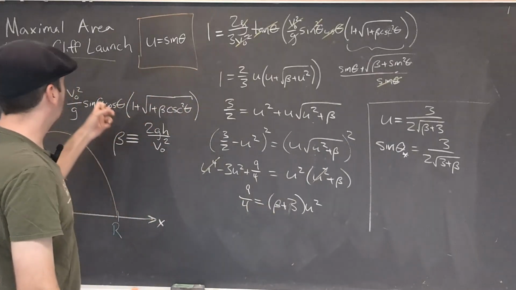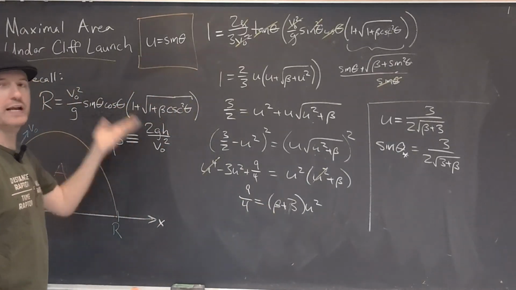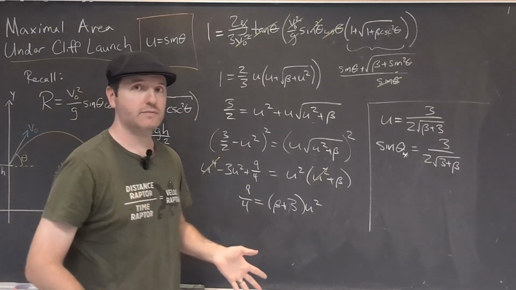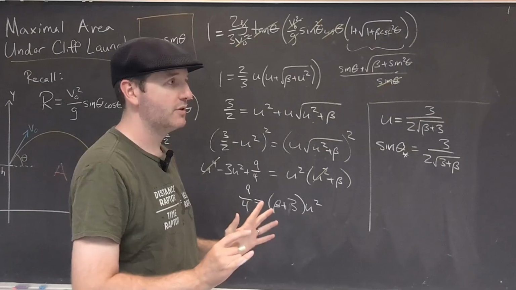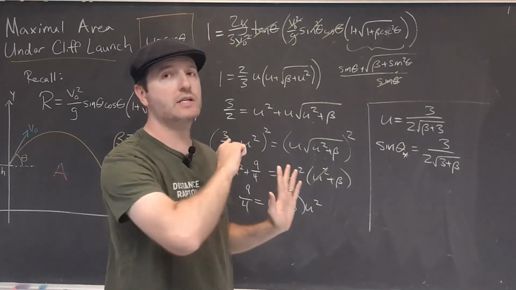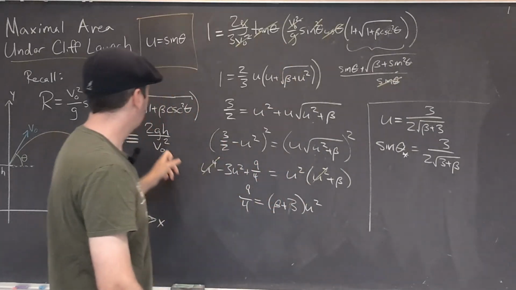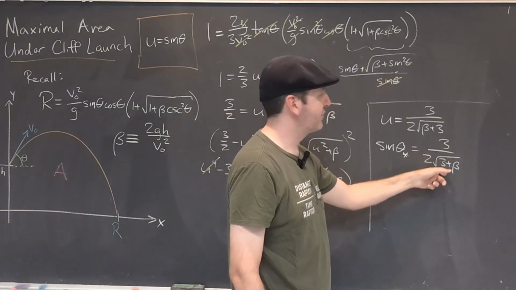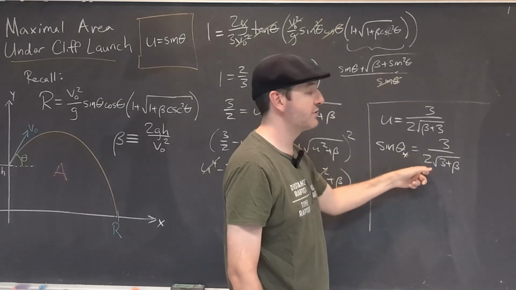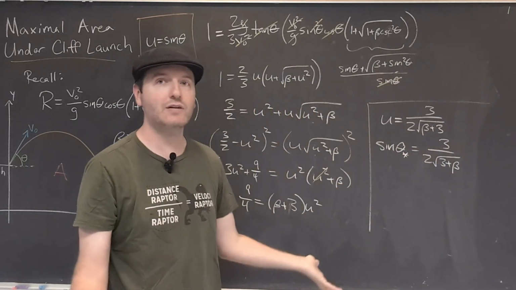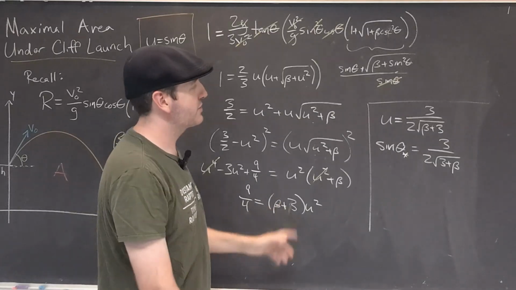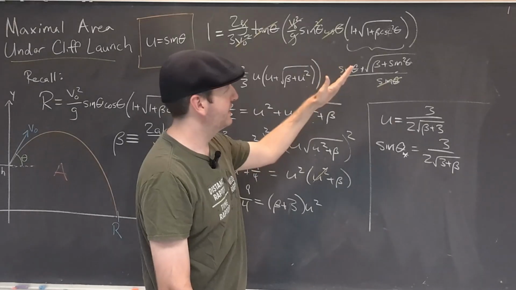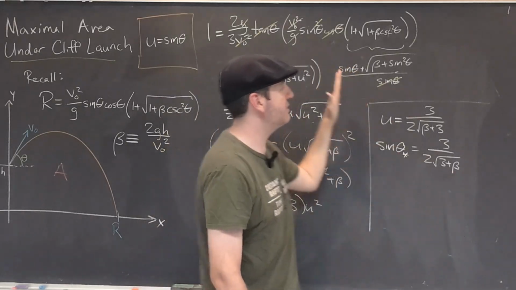So it does depend on beta, obviously. We should note that it'll change depending on what the height is. We should also check that we recover our previous result, that if this is launched on level ground, the maximal area was a 60-degree launch angle. Let's see if that's true. In that case, beta equals 0. Okay, beta equals 0. 3 over square root of 3 is square root of 3, and root 3 over 2 does have an arc sine of 60 degrees, so that checks. That's nice. It also means that as beta gets larger, notice that my launch angle of maximal area gets a little smaller. Beta is downstairs.